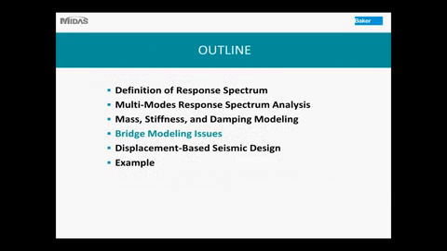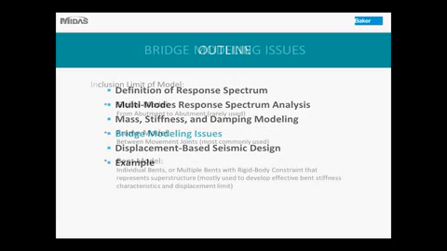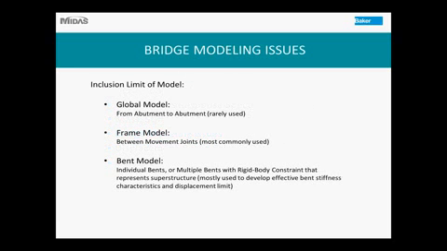Now, let's go to the bridge modeling issues. To build a model, there's the inclusion limit of the model: usually there's a global model, frame model, and bent model. For the global model, you model everything from abutment to abutment. For the frame model, you just model between movement joints. And for the bent model, you neglect the superstructure and just model the substructures. The global model is rarely used. The frame model is most commonly used. And the bent model is usually used to develop the effective bent stiffness, for moment curvature analysis, pushover analysis, etc.